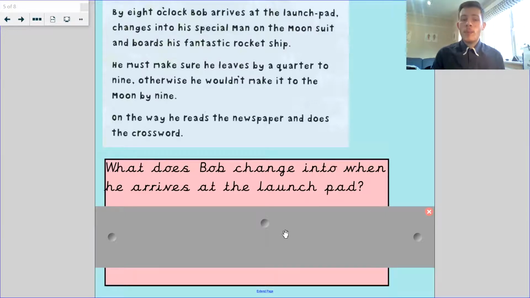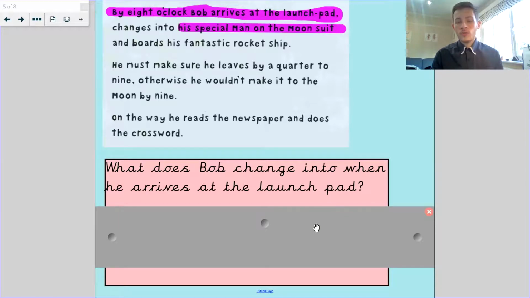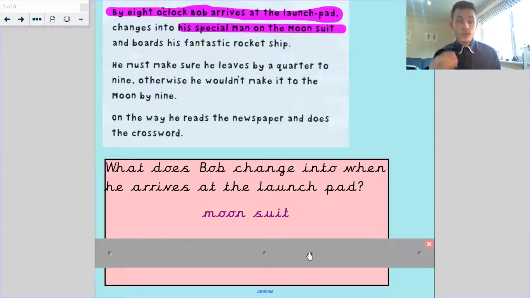By 8 o'clock, Bob arrives at the launch pad. So that's the bit of information that's going to help us find where our answer is, because it says in the question, what does Bob change into when he arrives at the launch pad? Well, it says by 8 o'clock when Bob arrives at the launch pad, what does he do? He changes into his special man-on-the-moon suit. So his moon suit is the answer. If you saw that, you're a bit cheeky because I did it wrong. But the right answer is the fact that it's a man-on-the-moon suit, his moon suit, because it says just underneath when he arrives.